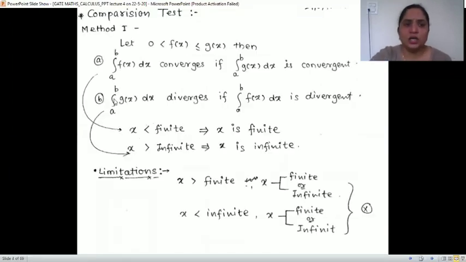So yesterday we stopped here, at the comparison test. So what is the comparison test for an integral to be convergent? For example, if f of x is a positive function, that is 0 is less than f of x and is less than or equal to some function g of x, then if the integration of g of x is convergent, we can say integration of f of x is also convergent. And if integration of f of x is divergent, then we can say integration of g of x is divergent, right? So there are some limitations, we'll discuss them.